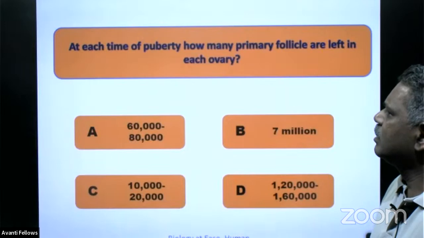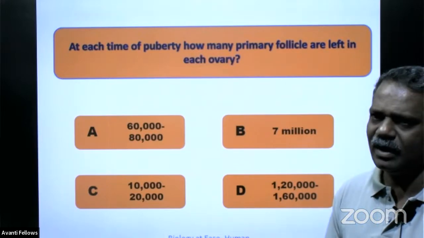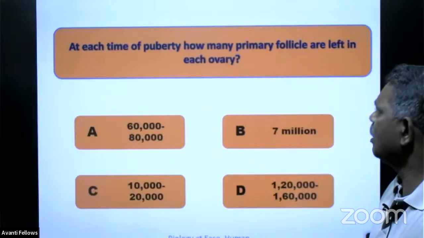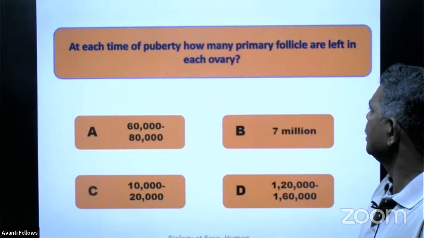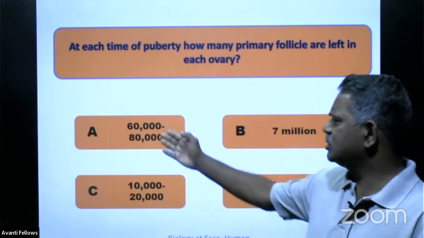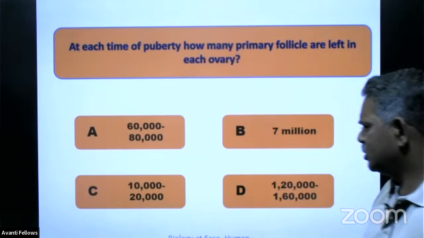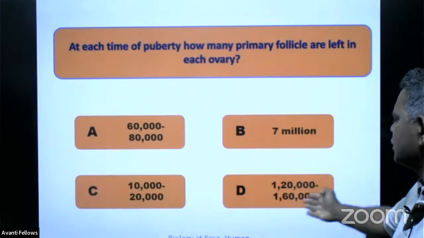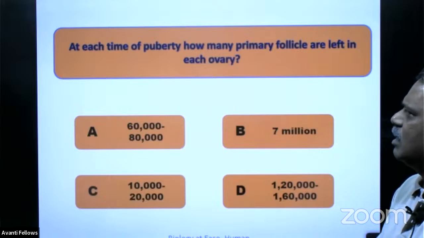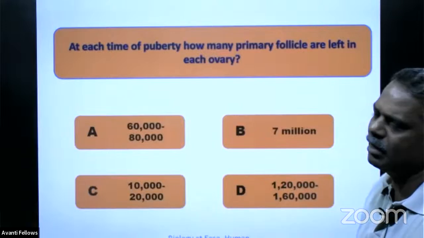Then, at the time of puberty, how many primary follicles are left in each ovary? In that follicle only, the ovum is getting matured. Is it between 60,000 to 80,000? Or is it 7 million? Or is it 10,000 to 20,000? Or is it between 1,20,000 to 1,60,000? This is the total number of primary follicles present in the ovary at the time of puberty. Find out the answer, A, B, C, or D.